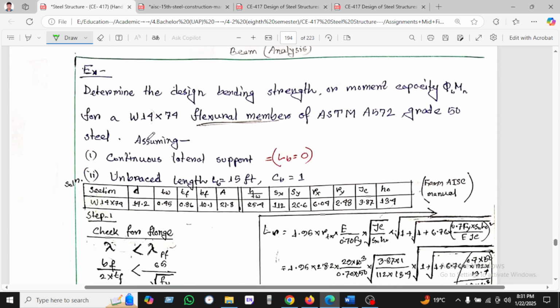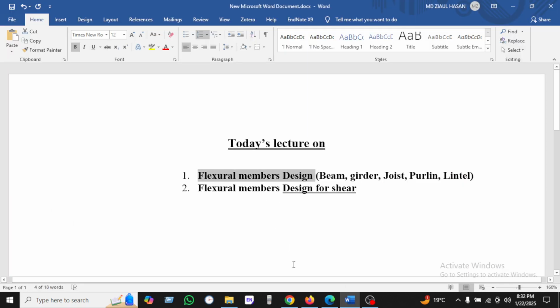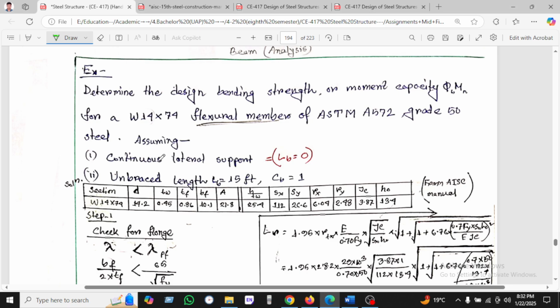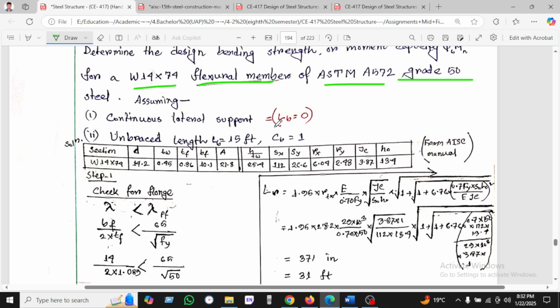So now we'll give another reverse calculation. This is called beam analysis, or you can say flexural member design also. So flexural analysis: determine the design bending strength and the moment capacity for a W14 by 74. The flexural member is given with Fy greater than 50, and it has continuous lateral support, so Lb equals 0, and unbraced length Lb is 15 and Cb equals 1.